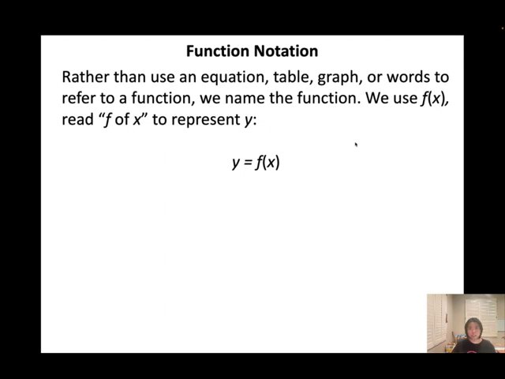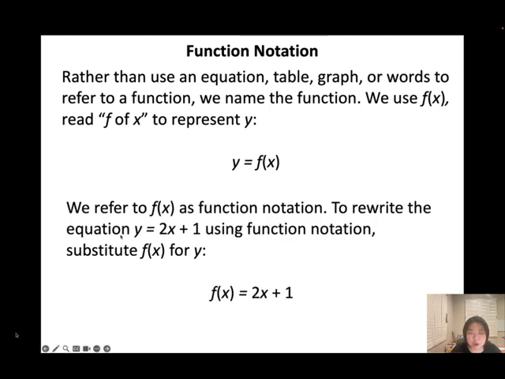Okay, function notation. Rather than use an equation, table, graph, or words to refer to a function, we name the function. We use f of x to represent the y. You could think about it: y will be equal to f of x. For example, when I have the linear equation y equal to 2x plus 1, I could substitute f of x for the y here. So I'm going to replace the y and write it like f of x equal to 2x plus 1. And we call this the function notation.